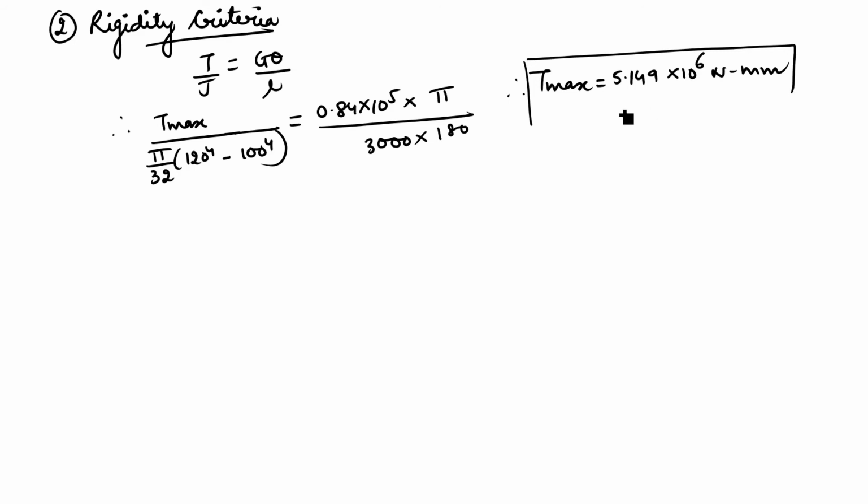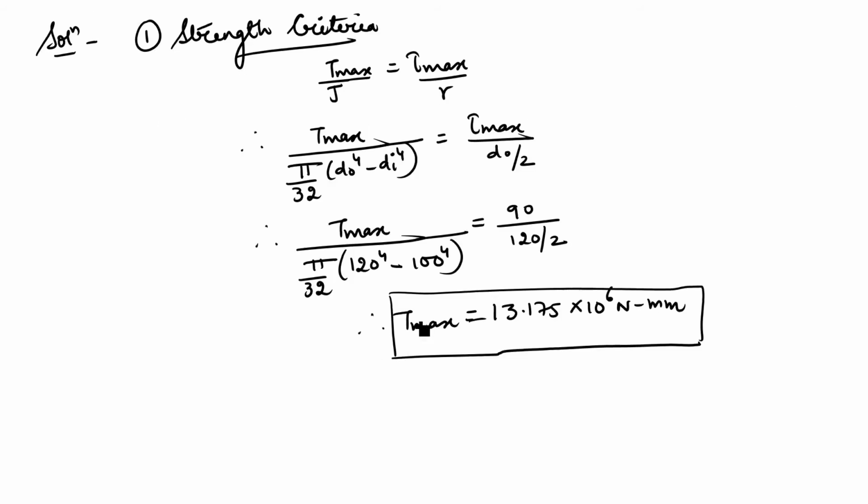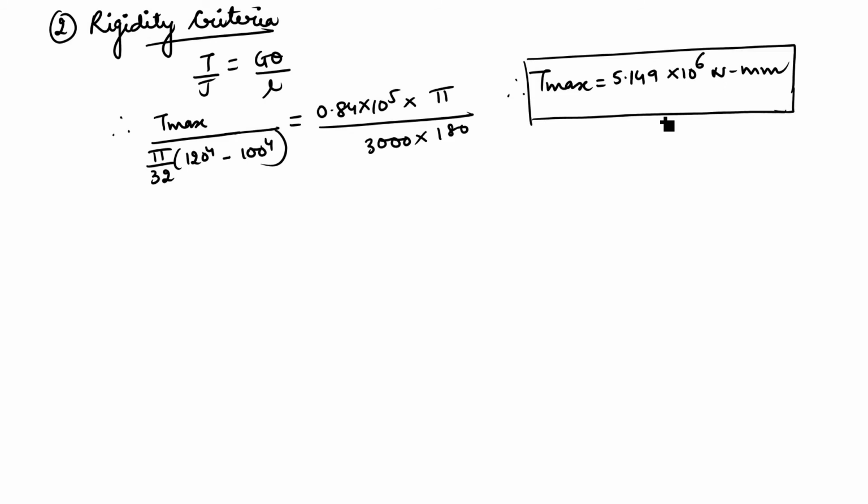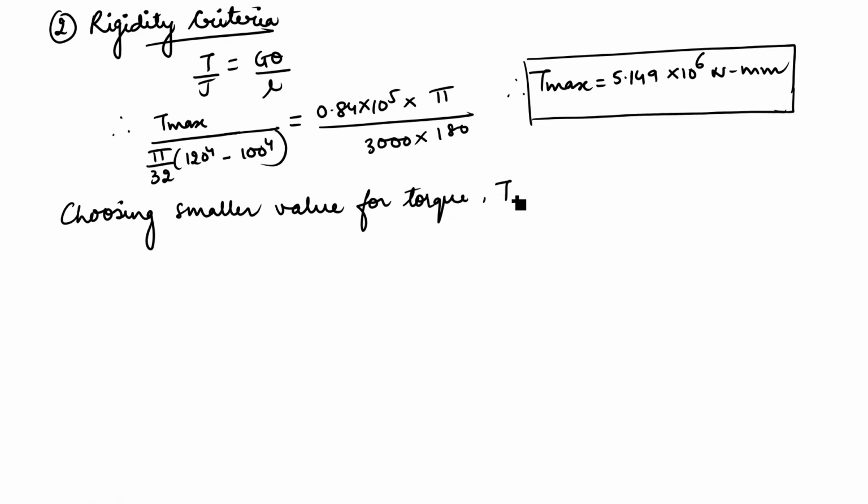We have already discussed that the torque value that should be chosen has to be the smaller of the two. So if you observe, the value of T which is smaller is this 5.149. So I'll write down, choosing smaller value for torque, Tmax is equal to 5.149 into 10 raised to 6 Newton mm.